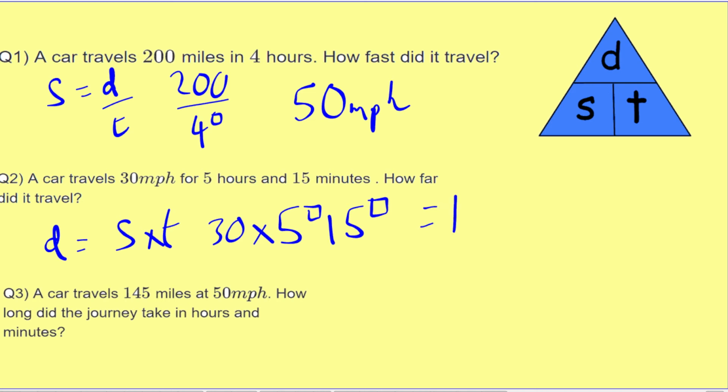That's 157.5, and because we're in miles per hour, the answer is going to be 157.5 miles. Okay, if you get a weird number and you're not comfortable writing that down, press the SD button until you get a decimal or a fraction until you're happy with what you want.